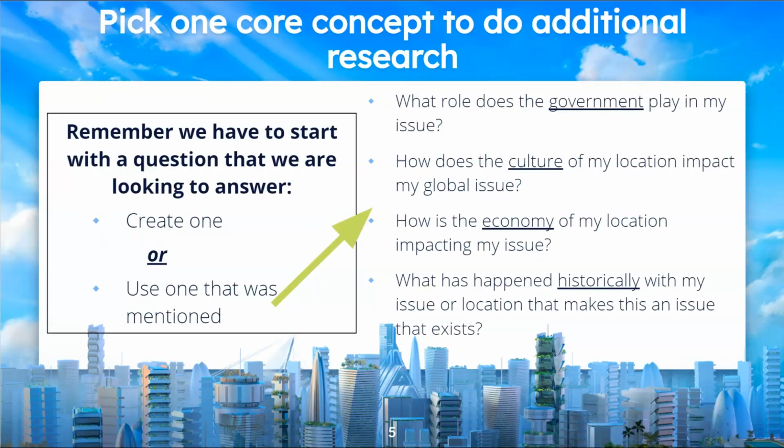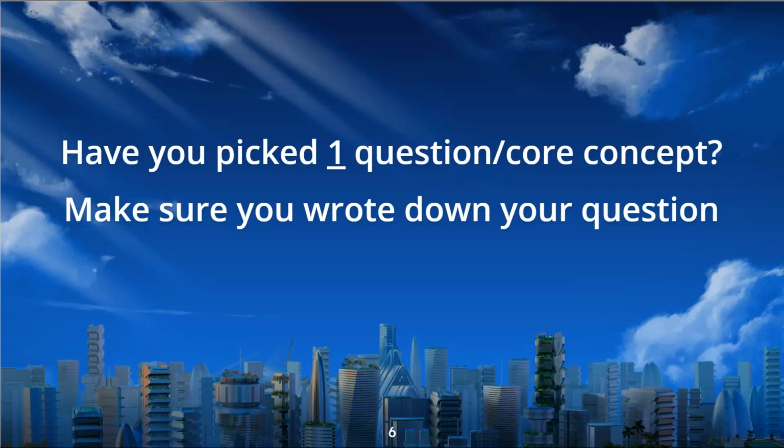Now, one of the things you're going to have to do is start out your research with a question. You can come up with your own question, or you can choose one of the ones I've provided here, and you could even modify it if you want. If you decide to do government, you could choose: what role does the government play in my issue? If you're doing culture: how does the culture of my location impact my global issue? If you decided to do economy: how is the economy in my location impacting my issue? Or the last one: what has happened historically with my issue or location that makes this an issue that exists? What events caused this issue to come about? Have you picked one question or core concept? Make sure that you've got that written down.